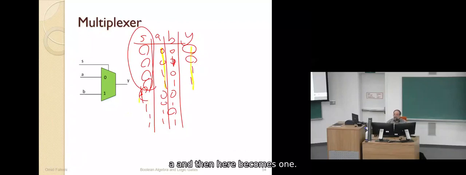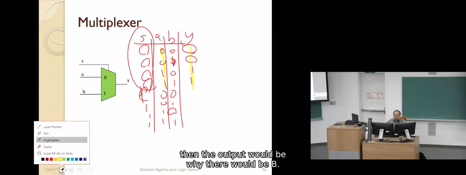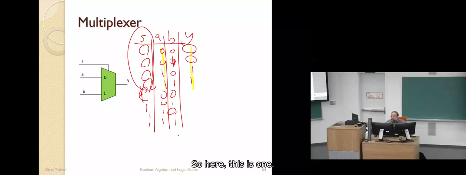And then S here becomes 1. So when S becomes 1, then the output Y would be B. Here B is 0, so the output would be 0. Here B is 1, so the output would be 1. B is 0 here, so the output would be 0. B is 1 here, the output would be 1. Yes? So when S is 0, the output is A. When it is 1, the output is B. It selects.